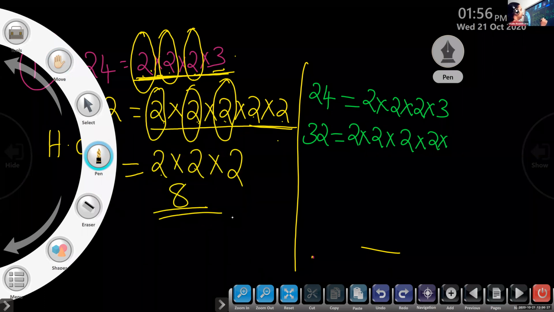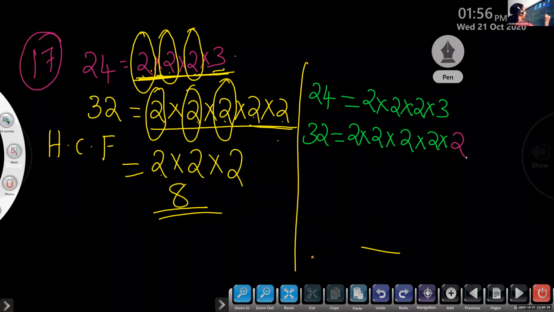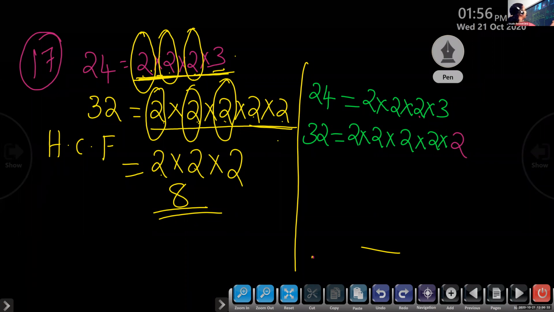Okay, here, children, check when you multiply, you are getting this 24. 2 into 2, 4. 4 into 2, 8. 8 into 3, we are getting 24. And 2 into 2, 4. 4 into 2, 8. 8 into 2, 16. Into 2, 32.